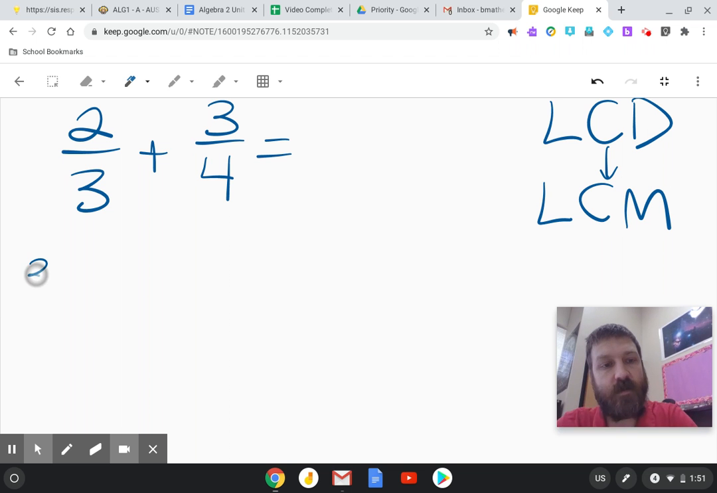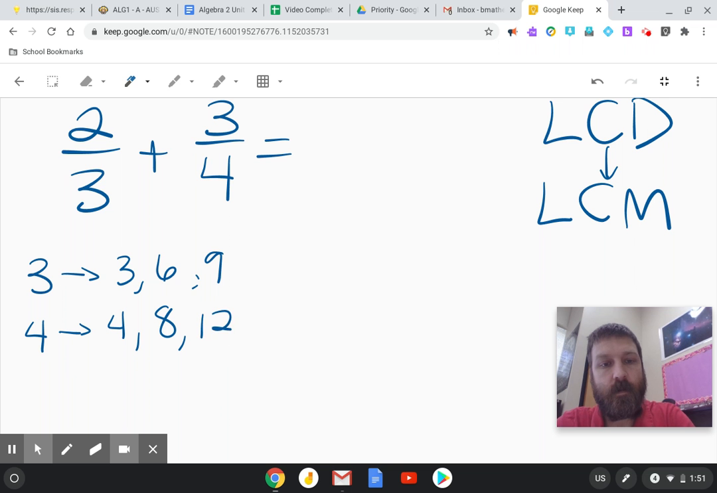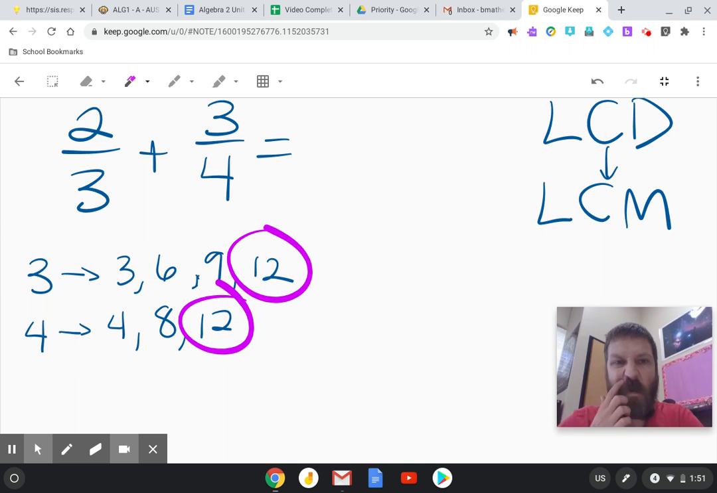So that means I need to list out the multiples of 3 and the multiples of 4 until I find one they have in common. 3, 6, okay, nothing yet, 9, and there we go. So we see that they both have a 12. So that means 12 is my least common denominator.